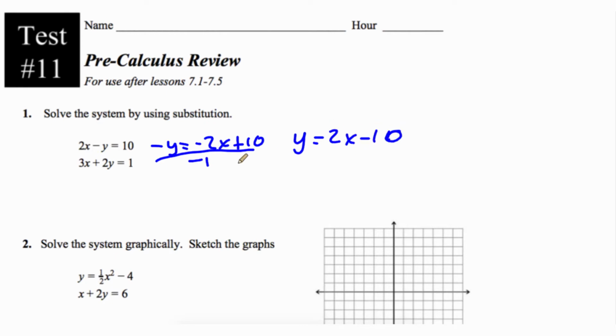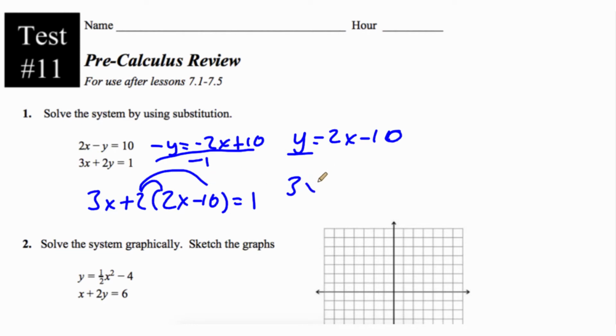Now, since that 2x minus 10 is what y is equal to, in our second equation we're going to replace the y with the 2x minus 10. So we end up getting 3x plus 2 times 2x minus 10 equals 1. We're going to take that 2 and distribute it into the parentheses. So we get 3x plus 4x minus 20 equals 1. If we take the 3x plus the 4x, we get 7x. With this minus 20, we can add that over to the right-hand side right away, so this equals 21. And then if we divide both sides by 7, we end up getting x equals 3.